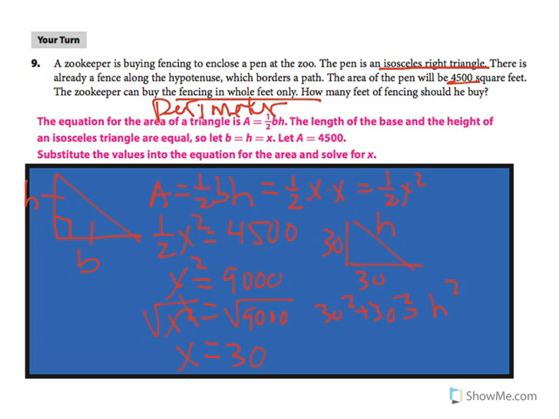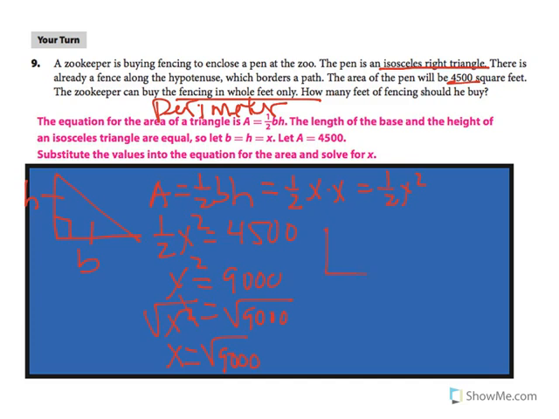Oops, I think I did something wrong here. Give me just a minute. Okay, I think there's a mistake here, so let me go back and fix this. This is 9,000, not 900. Okay, so then this will give us x equal to square root of 9,000.